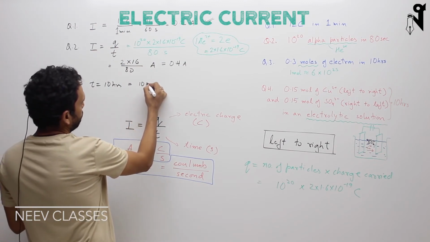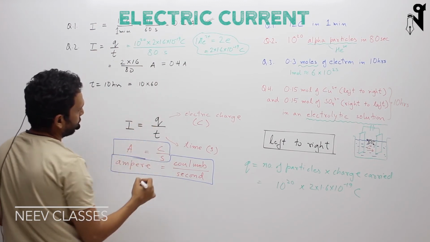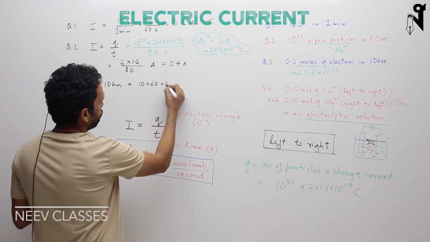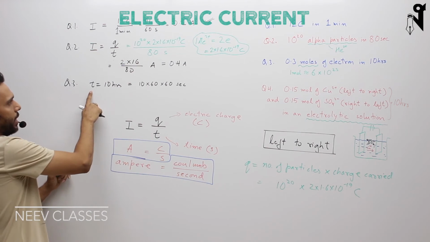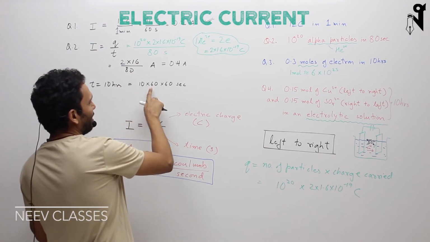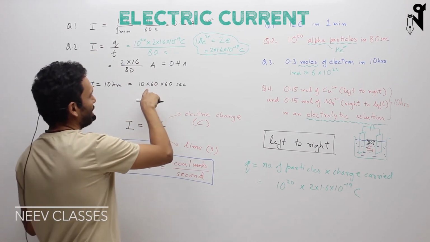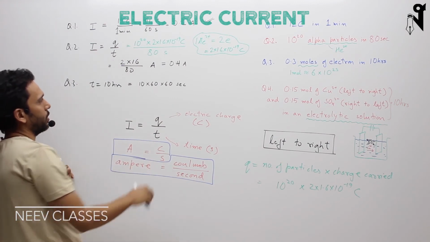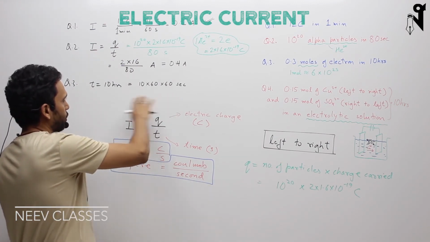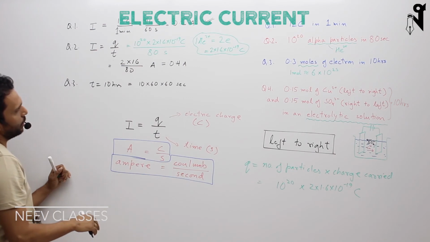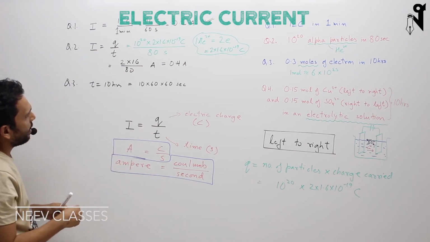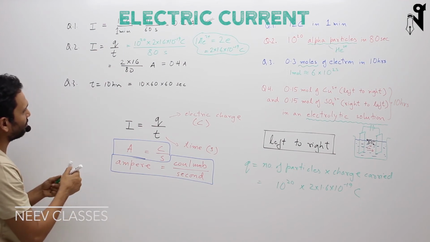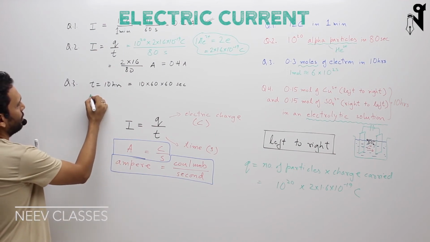So 10 hours means 10 into 60 minutes into 60 seconds. So time is 36000 seconds. That is what is given. Let us just keep it like this so that we have ease in cancellation while we are doing the calculations. And let us get the charge.